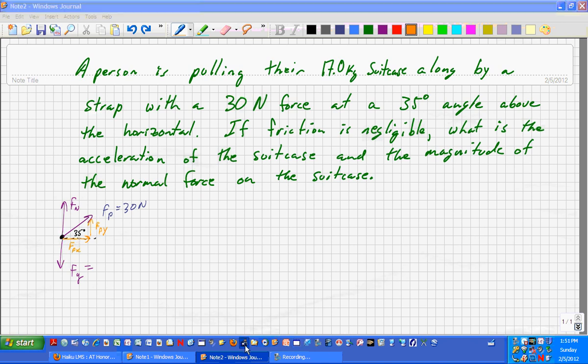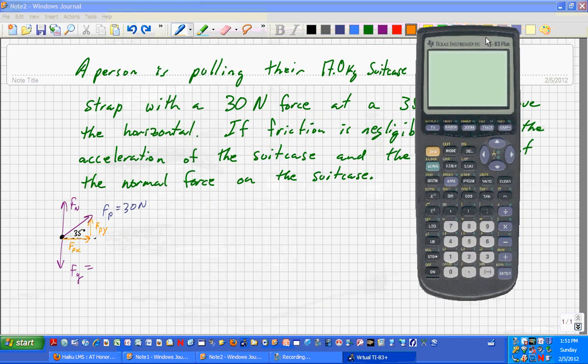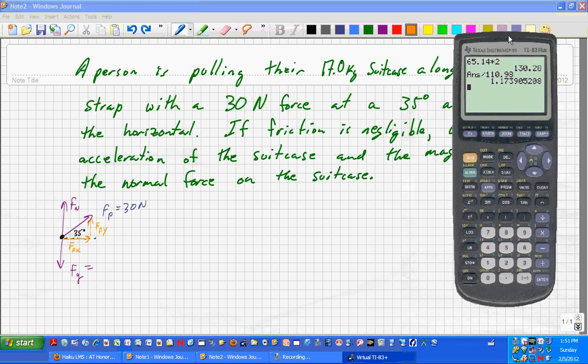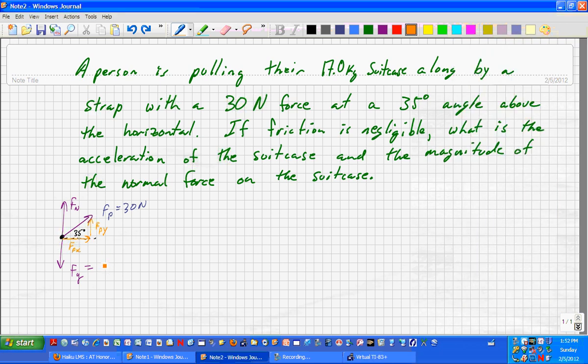So let's go ahead and do that. Let me get a calculator out here. The weight is going to be 17 times 9.8, which is going to be 166.6 newtons. I'm going to leave it as 666 because it's kind of evil.